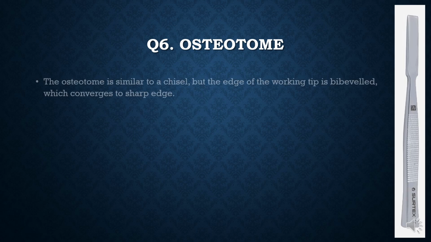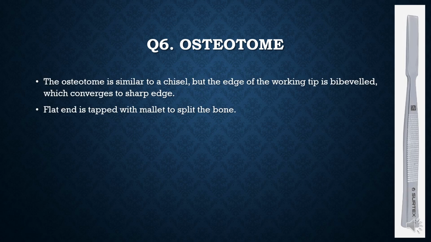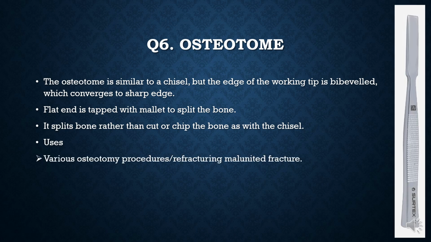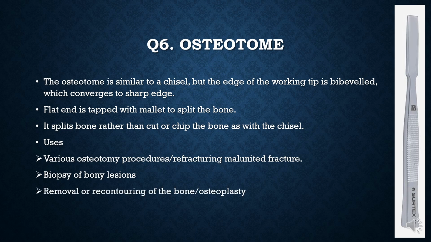Sixth question is osteotome. The osteotome is similar to a chisel, but the edge of the working tip is bibeveled, which converges to a sharp edge. Flat end is struck with a mallet to split the bone. It splits bone rather than cut or chip the bone as with the chisel. Uses are various osteotomy procedures or refracturing malunited fracture, biopsy of bony lesions, and removal or recontouring of the bone or osteoplasty.